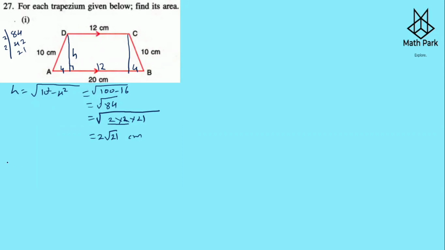So area of this trapezium is equal to half into height, which is 2 root 21, bracket sum of the parallel sides, that is 12 plus 20. So this 2 got cancelled. 12 plus 20 is 32 root 21 square centimeter is the area of this trapezium. You can keep that as it is.